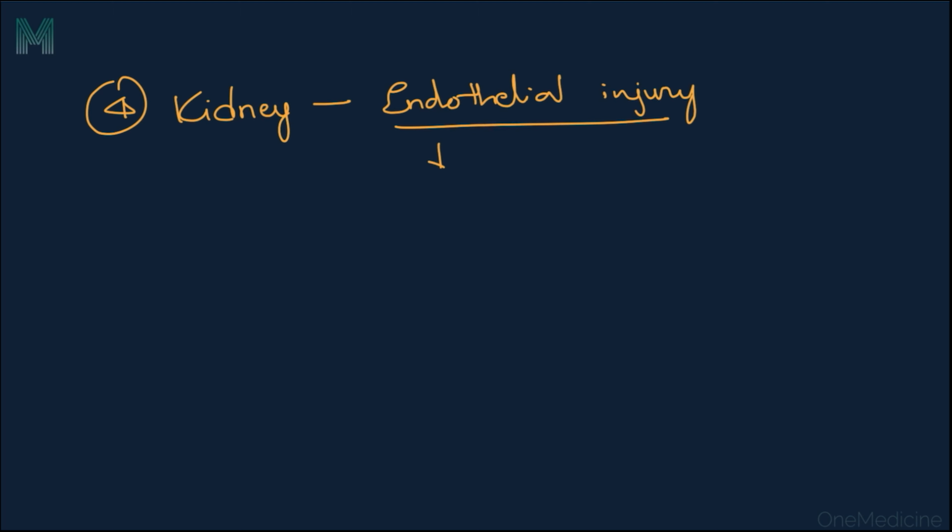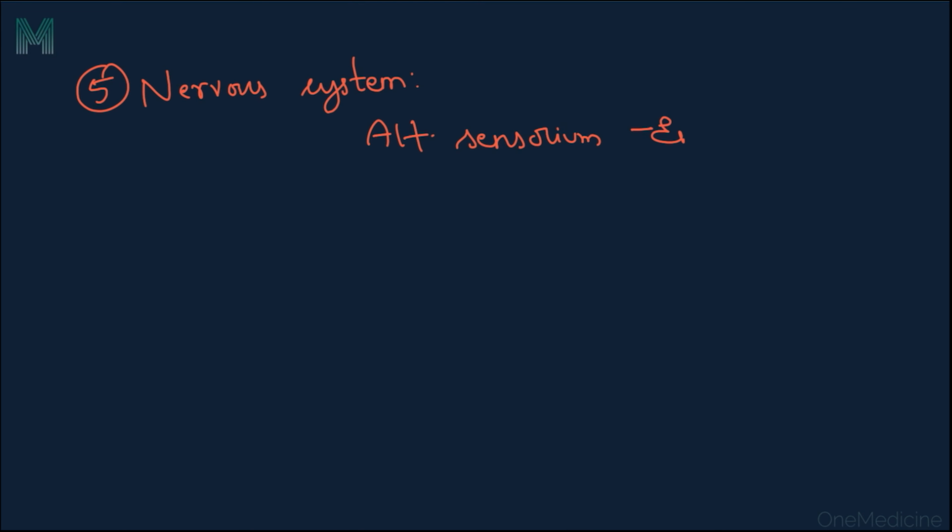The fourth organ system is the kidney, where there is an extensive endothelial injury, which results in acute tubular necrosis. This is mostly due to hypoxia. The fifth system is the nervous system. Nervous system complications occur very frequently in septic patients. The most common complications are altered sensorium due to encephalopathy.